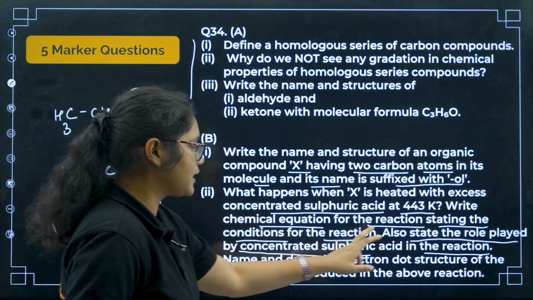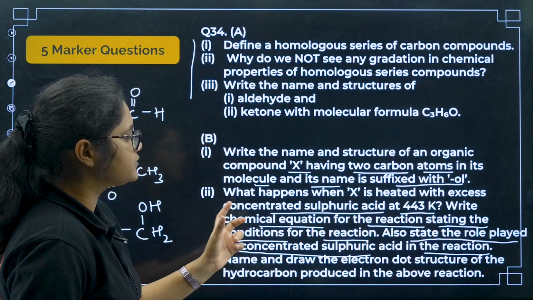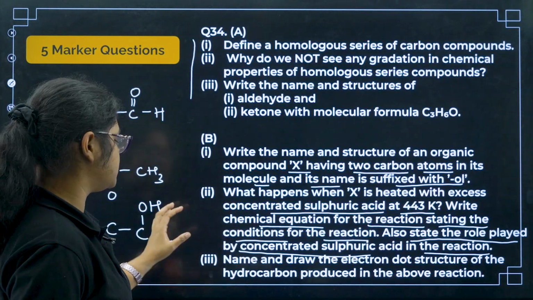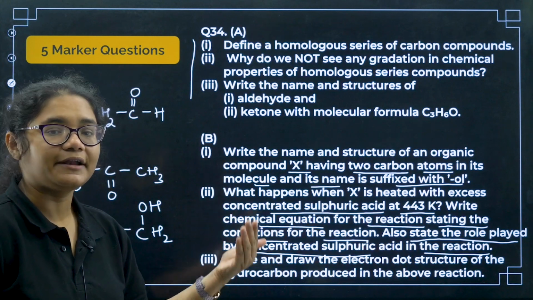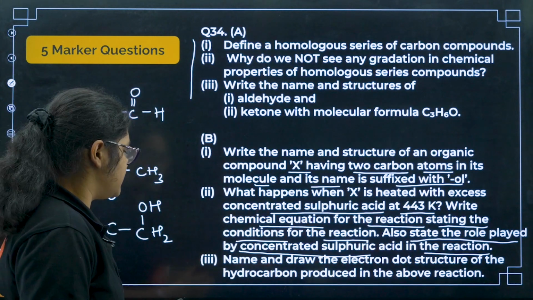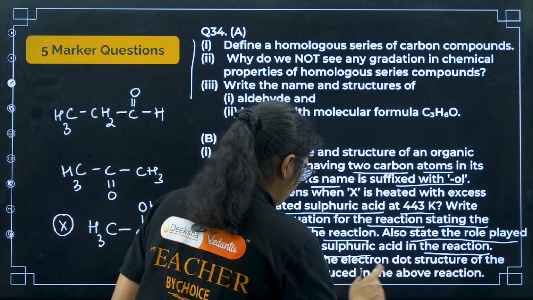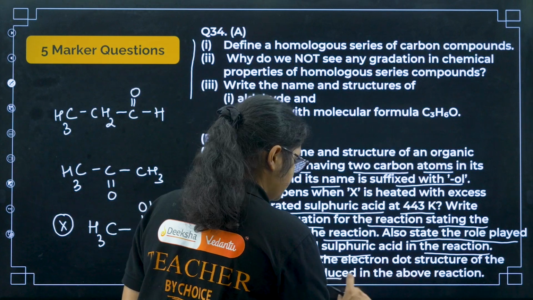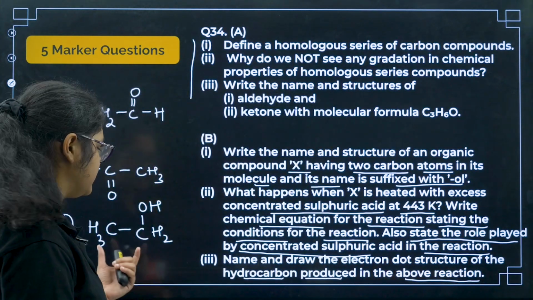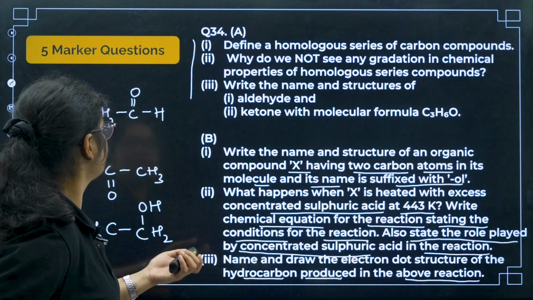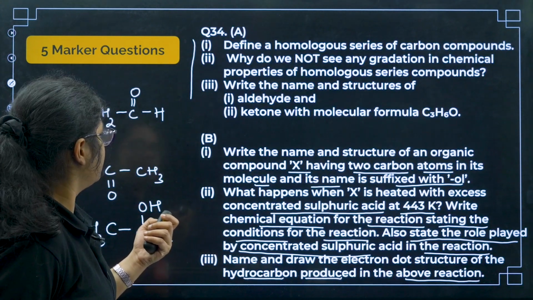Then you have to write the chemical equation for that. Next, also state the role played by the concentrated sulfuric acid. So concentrated sulfuric acid is behaving here as a dehydrating agent. Okay. Next, we have name and draw the electron dot structure of the hydrocarbon produced in the above reaction. Okay, you will get ethene, so you have to draw the structure of ethene.